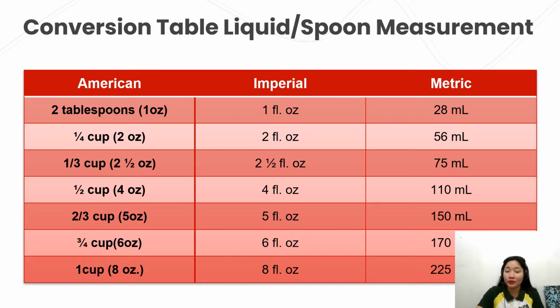For the last one, we have 1 cup. Take note of this, 1 cup, which is equivalent to 8 fluid ounces and equivalent to 225 milliliters.